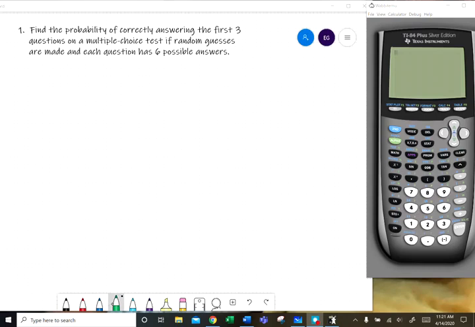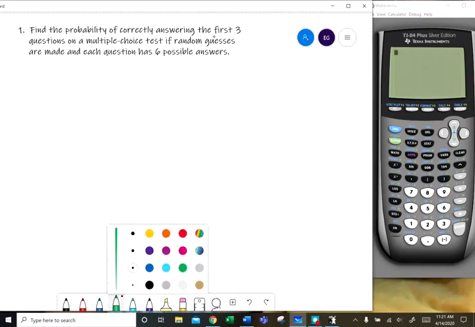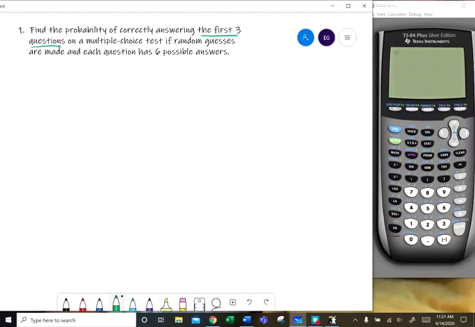So in this case, we're not answering one question, we're answering the first 3 questions. So that's a 3-step process. We answer number 1 first, then we answer number 2, and finally, we answer number 3. So we're looking for the probability of 3 things happening one after another. That is the multiplication rule.